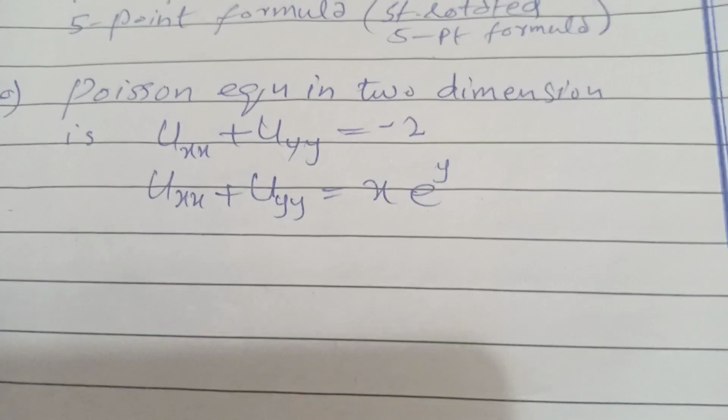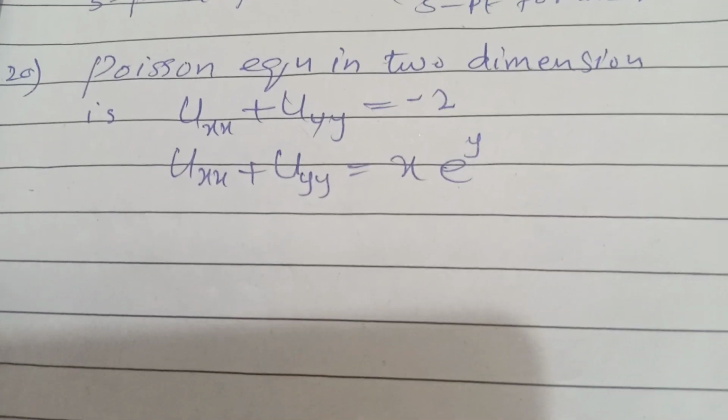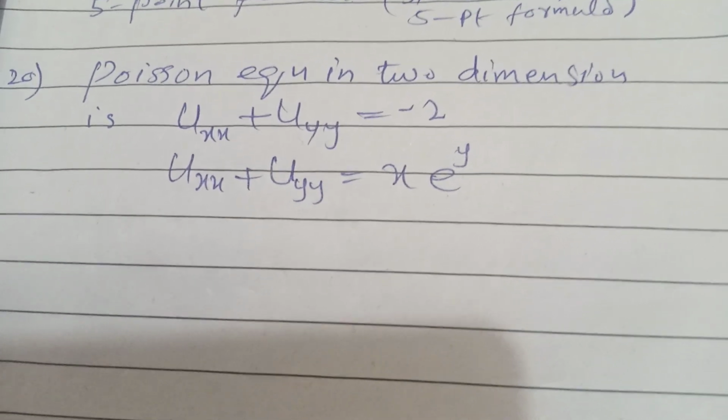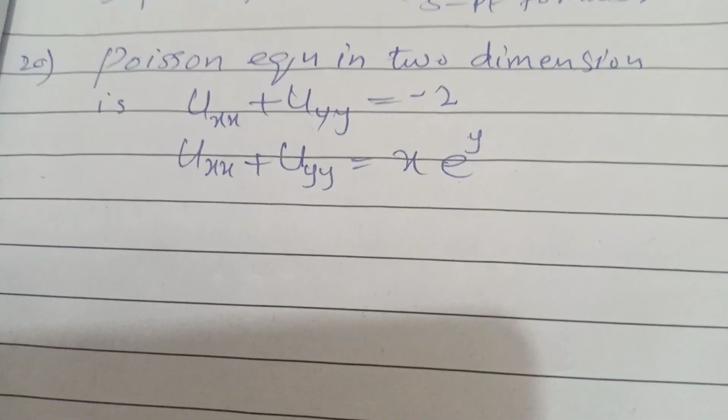Number next is, the Poisson equation in two dimensions is u_xx plus u_yy is equal to minus 2, or it can be x e to the power y.